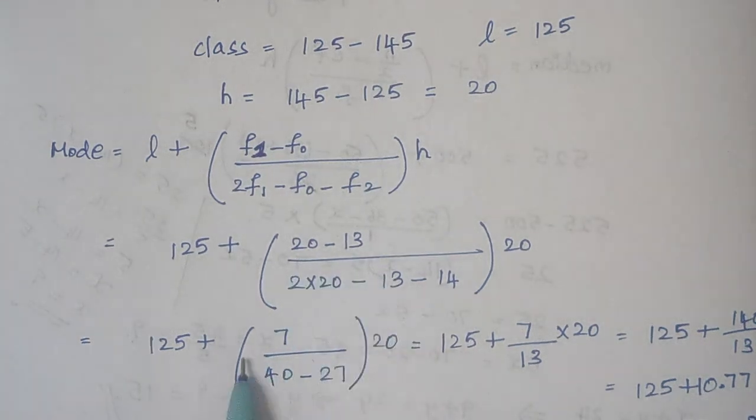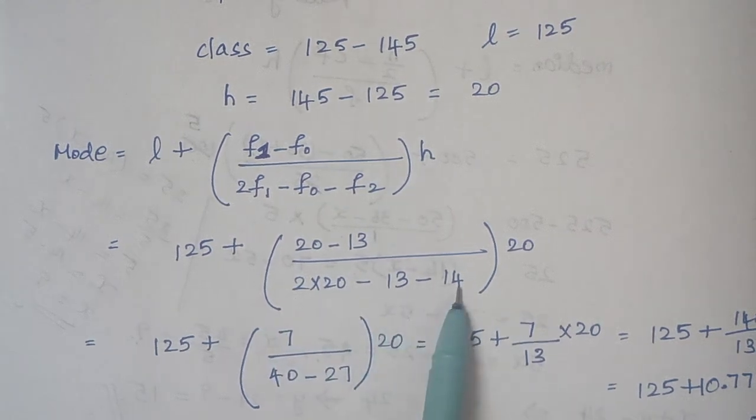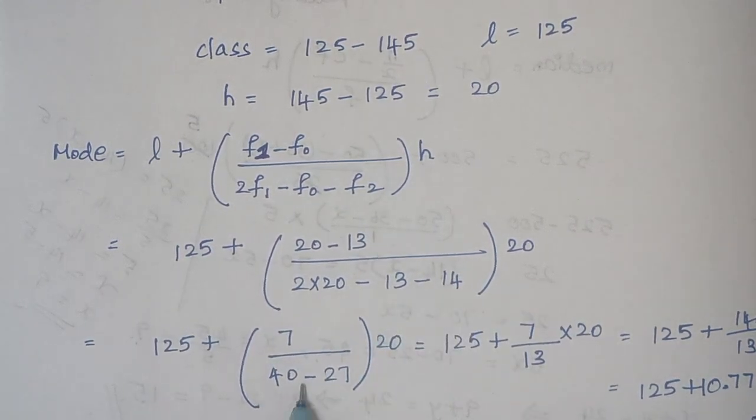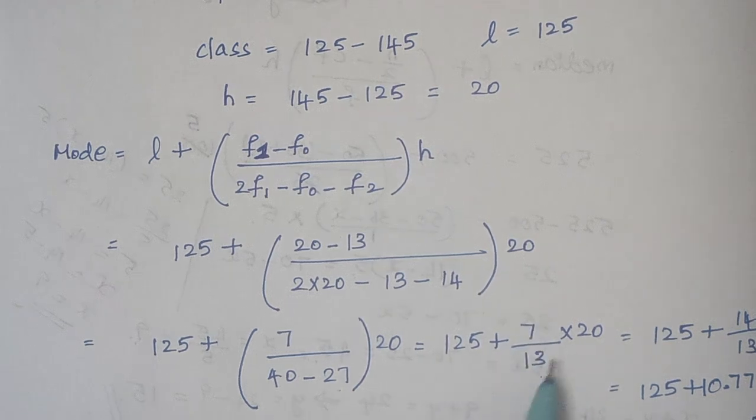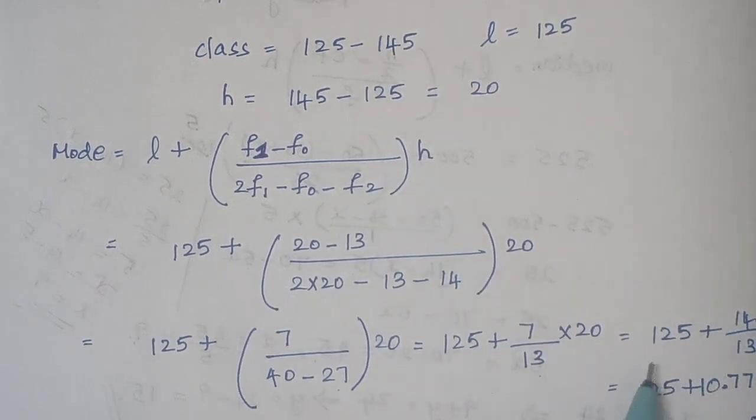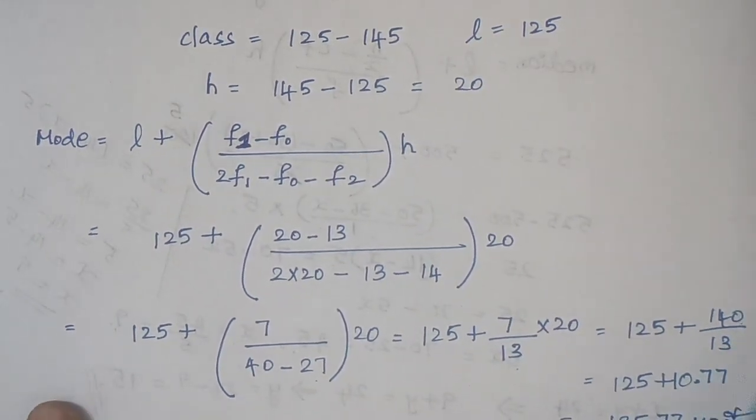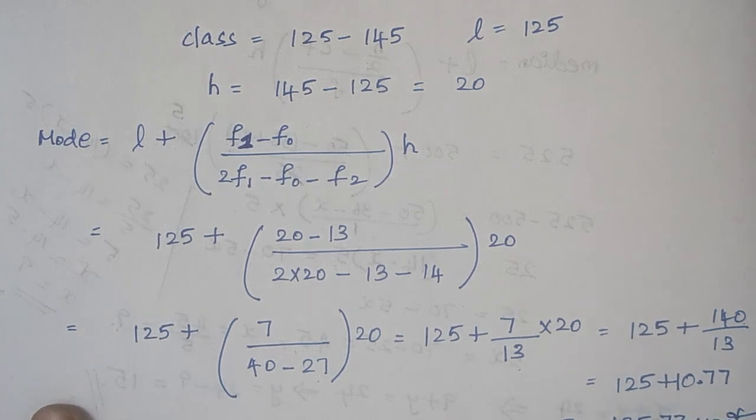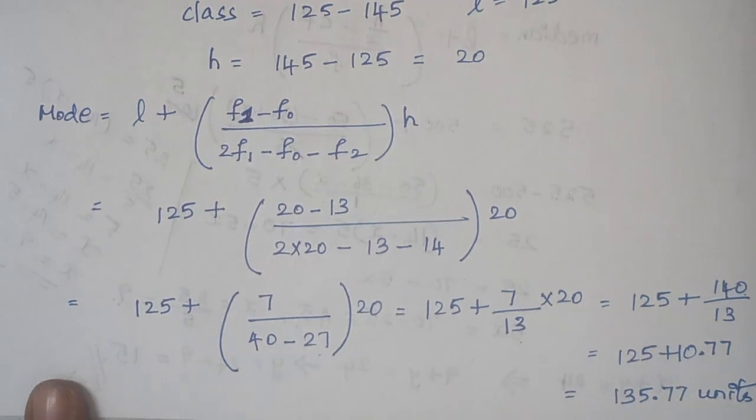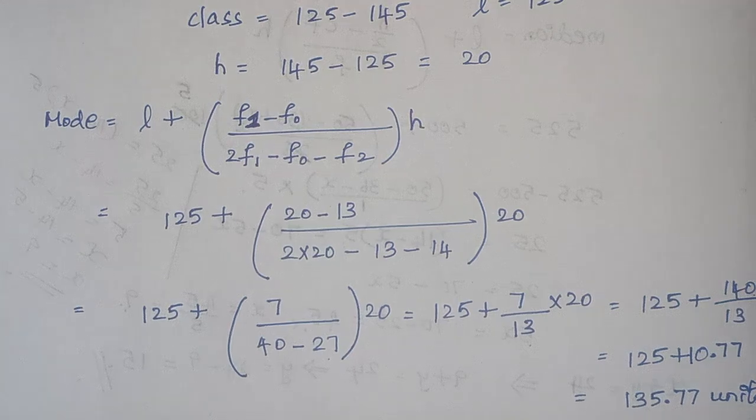So 20 minus 13 is 7, and 2 into 20 is 40. When you subtract 13 and 14, that is 27. So 40 minus 27, the answer is 13, and the remaining terms remain as such: 125 plus 7 by 13 into 20. Next, 7 into 20 is 140. So 140 by 13 gives the answer 10.77. Finally we end up with the answer 135.77 units. So this is the value of mode.